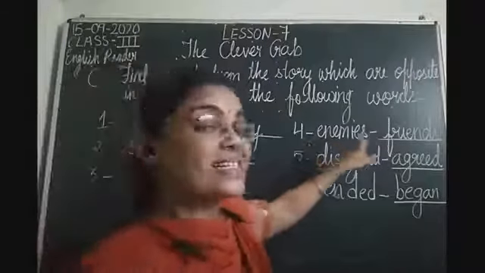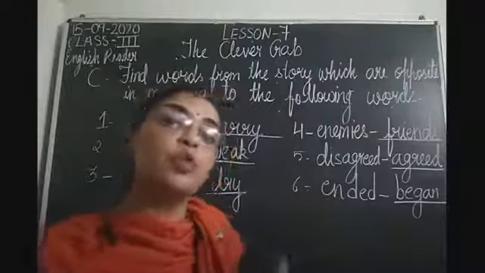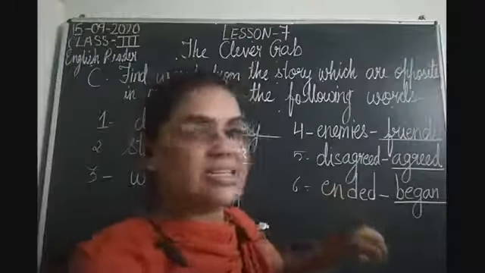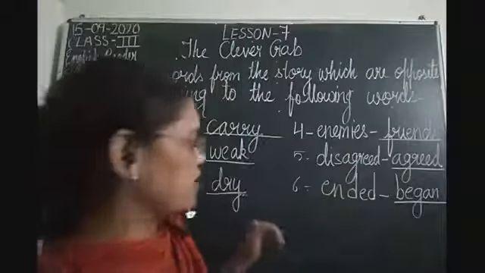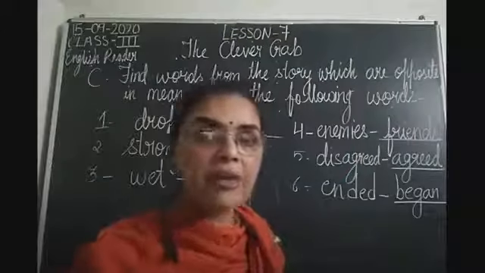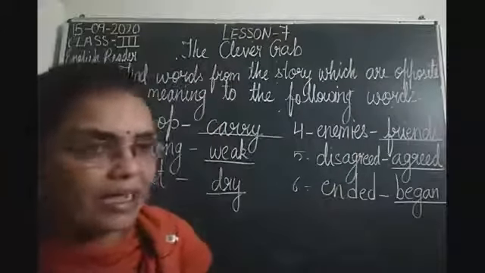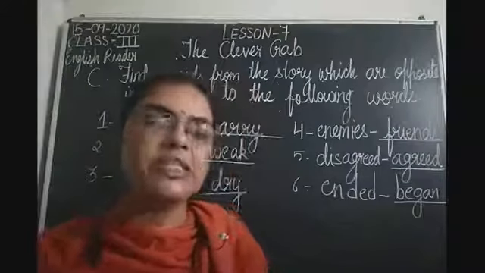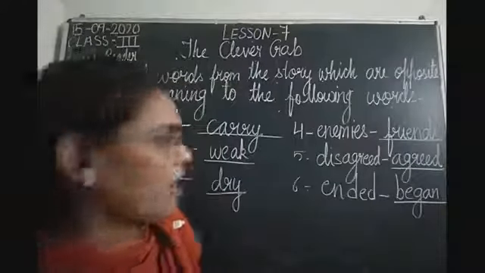Then the fourth word is enemies. Enemies मतलब दुश्मन, और enemies का opposite क्या है बेटा? Friends. Enemies, friends. We should make friends instead of enemies. हमें फ्रेंड्स ज्यादा बनानी चाहिए. We should not make enemies, we should always make friends.